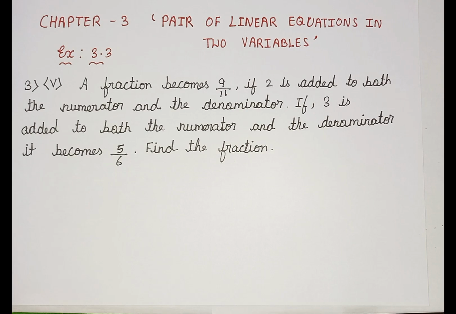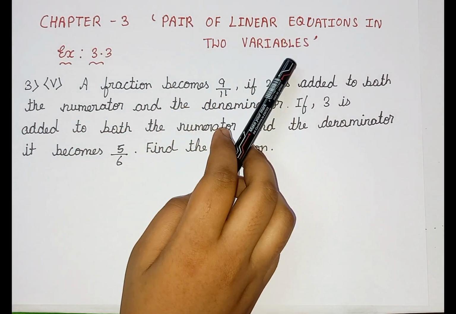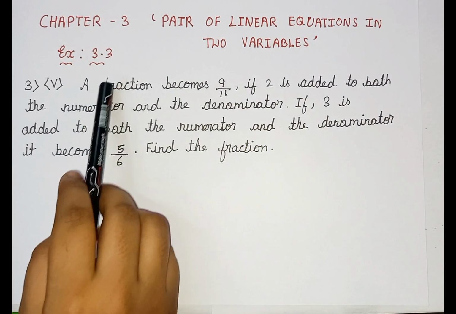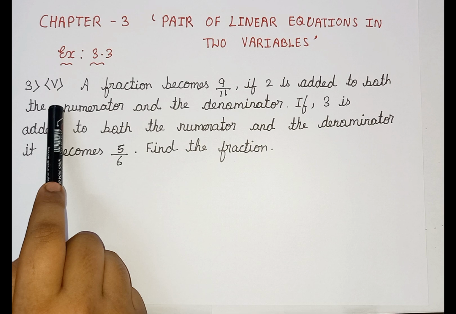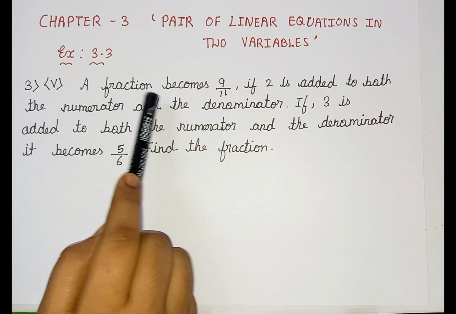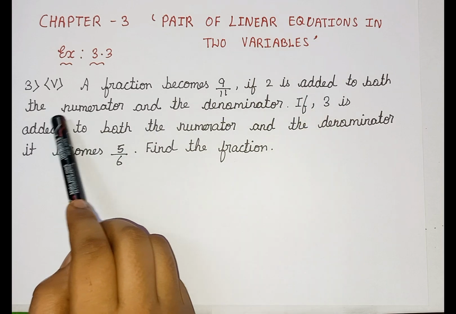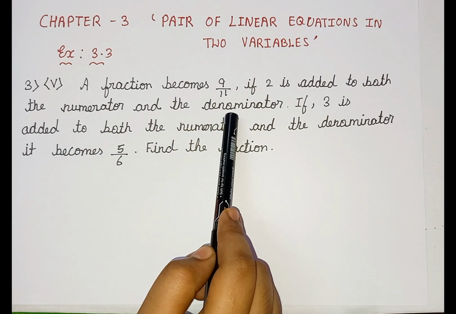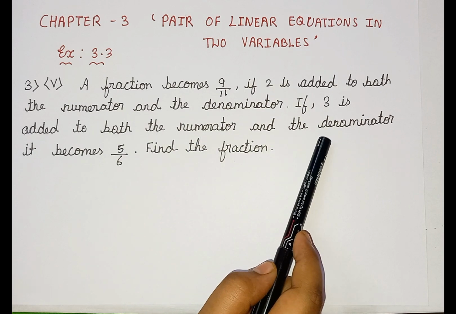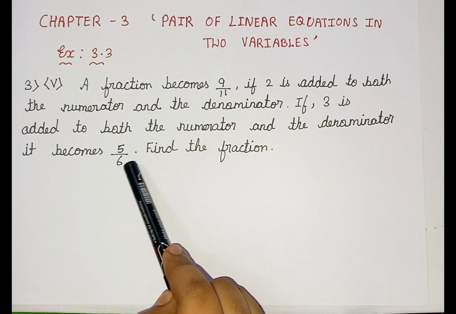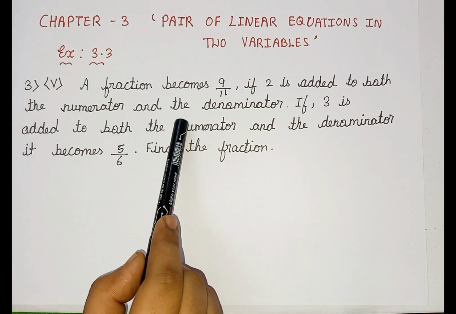Today we are going to be learning Chapter 3, Pair of Linear Equations in Two Variables, Exercise 3.3, third question and fifth subdivision. Alright, now let's read the question. A fraction becomes 9 by 11 if 2 is added to both the numerator and the denominator. If 3 is added to both the numerator and the denominator, it becomes 5 by 6. Find the fraction.